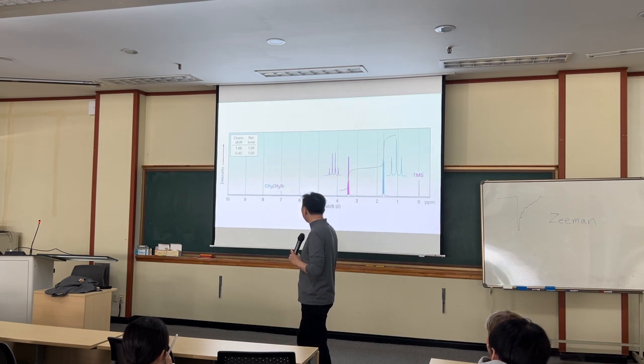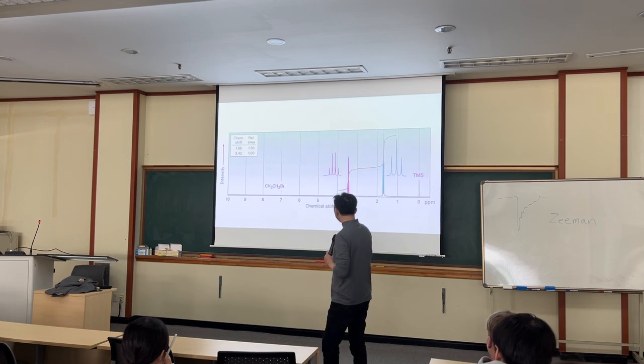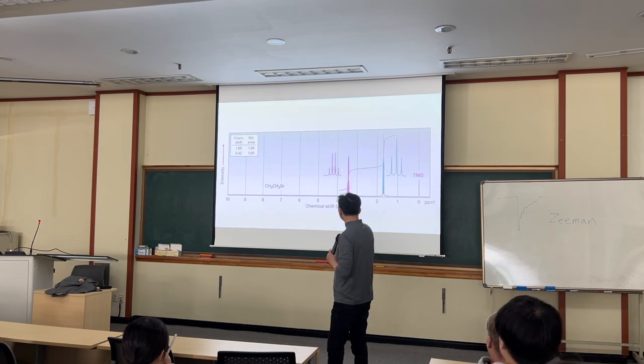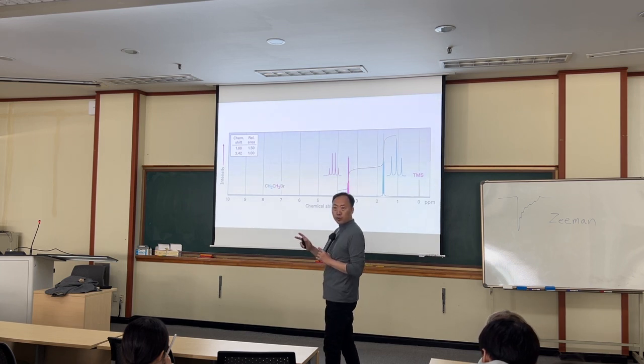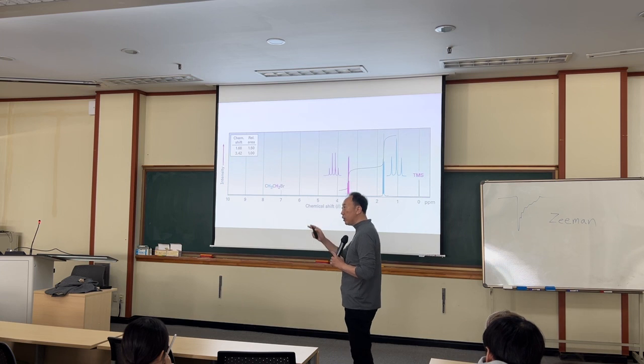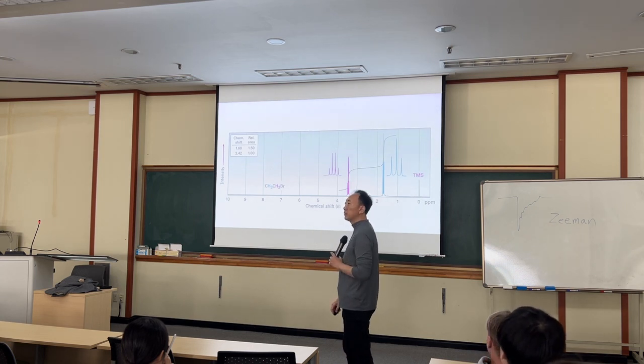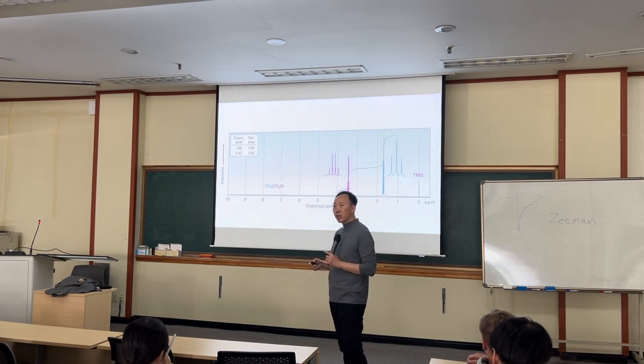But if there is this peak with 3 protons nearby, then this peak becomes split three times and makes 4 peaks. This one has neighboring 2 protons, so it splits into 3. That is the information we can get.